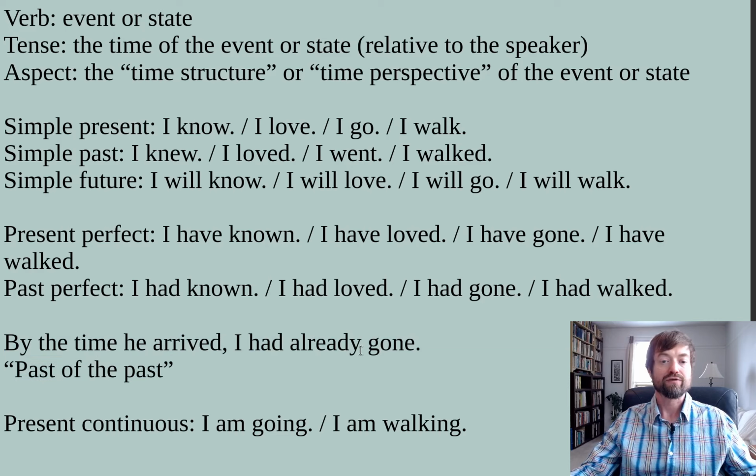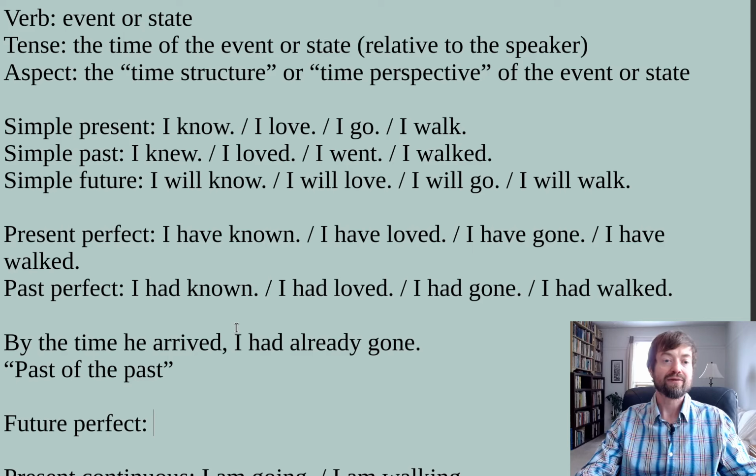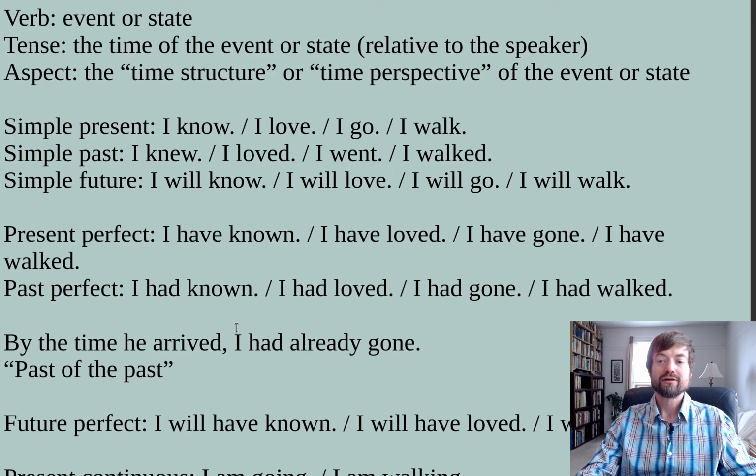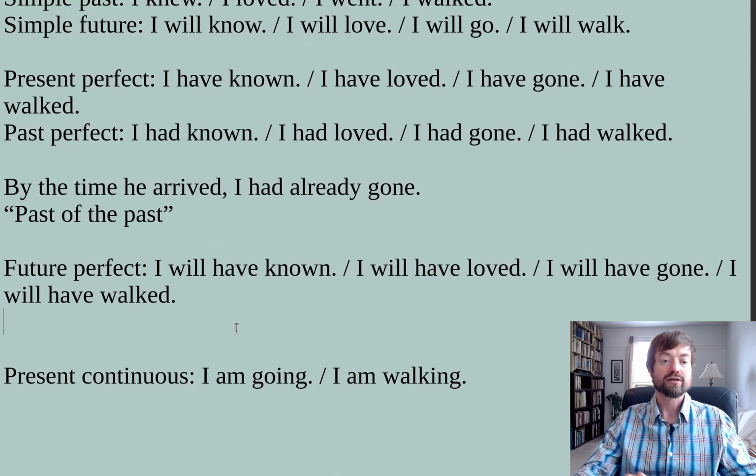And so that's why it can be helpful to think of it as the past of the past. So first I leave, then he arrives. So you see I had already. So first, yeah, there's the leaving, and then there's the arriving. So arriving was in the past, and even before the arriving was the leaving. And that is the idea of the past perfect. And of course, we can do the same thing with the future perfect. We can say, I will have known. I will have loved. I will have gone. I will have walked.